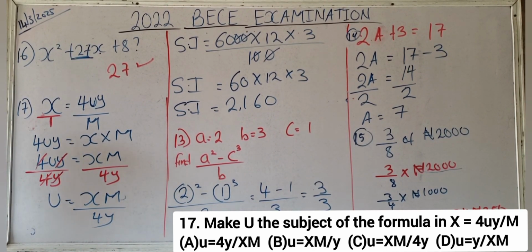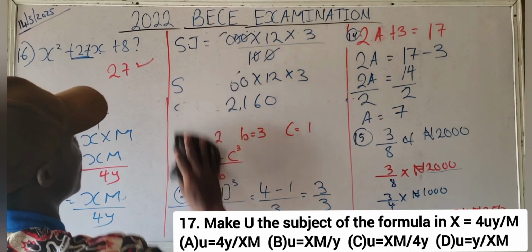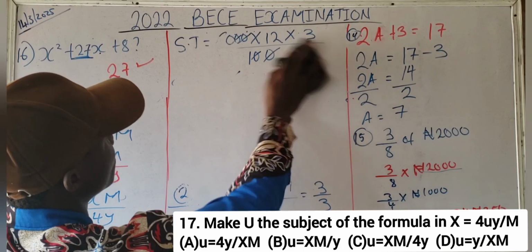Now let's proceed to question number 18. The right option to that question is xm over 4y. That is option C. Option C is correct. Now let's proceed to question number 18.